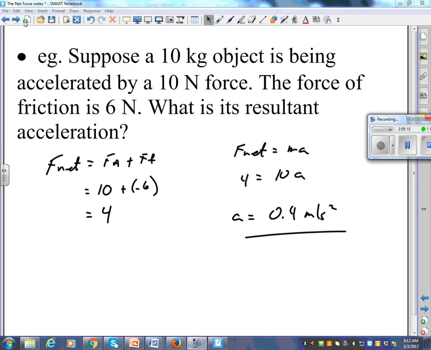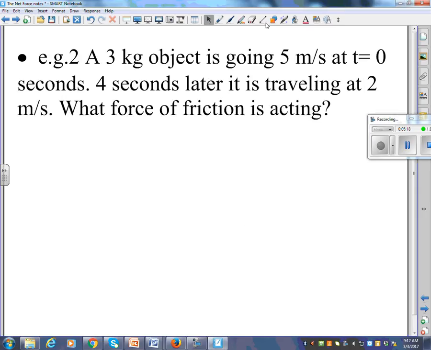Awesome. A 3 kilogram object is going 5 meters per second at t equals 0 seconds. 4 seconds later, it's traveling at 2 meters per second. What force of friction is acting? Maybe we should draw a free body diagram here. We practiced them yesterday. Weight force, normal force.